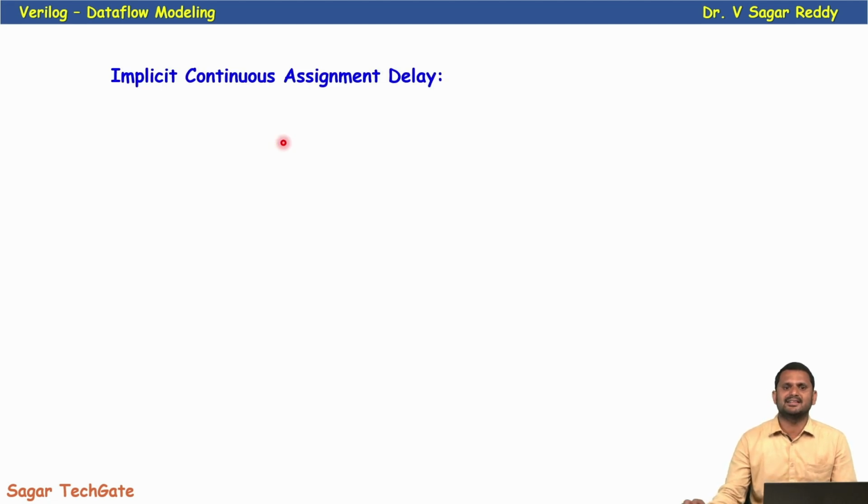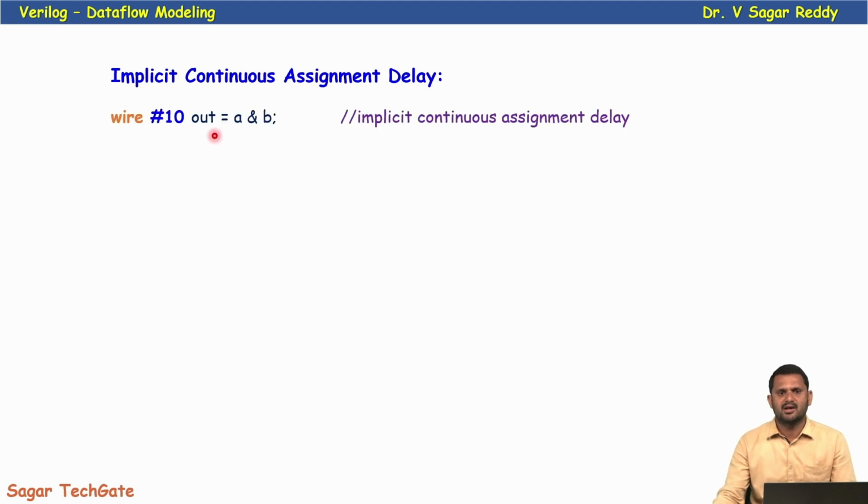Clear? So, implicit continuous assignment delay. This is another type. So we know that wire #10 out, A and B.